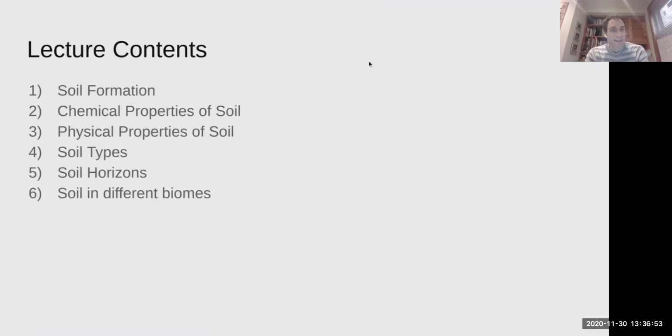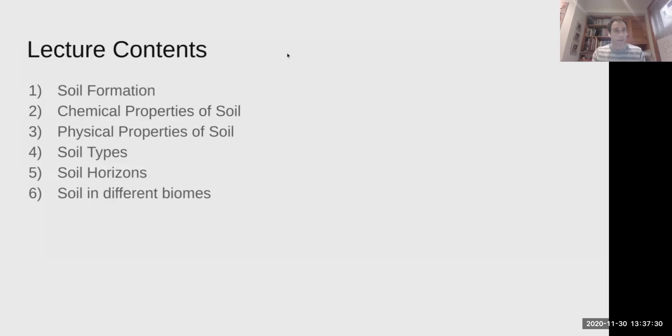Our contents here: we've got six sections that we're going to be getting through. The first is about how soil is formed, soil formation, and then we'll get into properties of soil, both the chemical and physical properties of soil. Then we'll get into soil types and the characteristics of those different soil types, something called soil horizons, which are different layers in soil, and then how soil differs across biomes, how the different biomes will affect the soil properties.